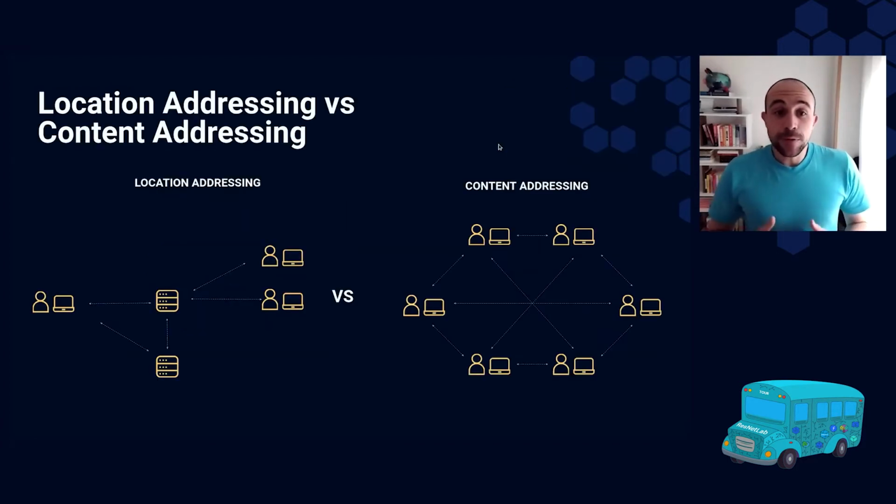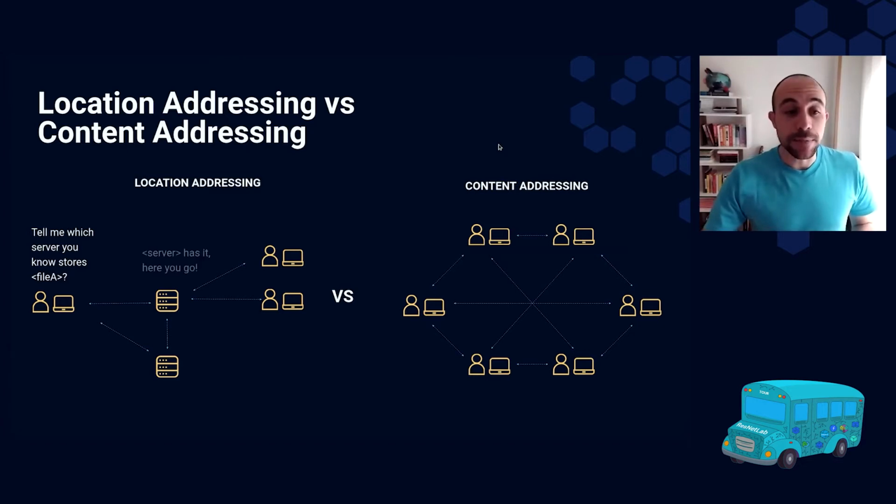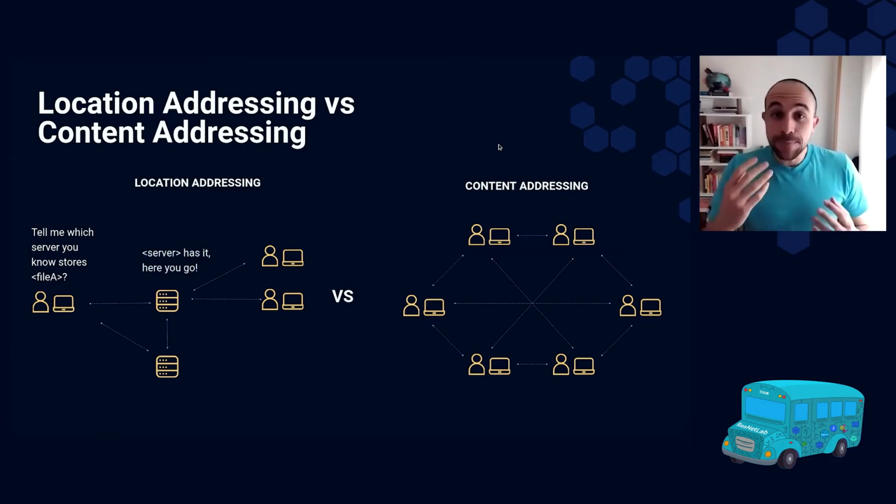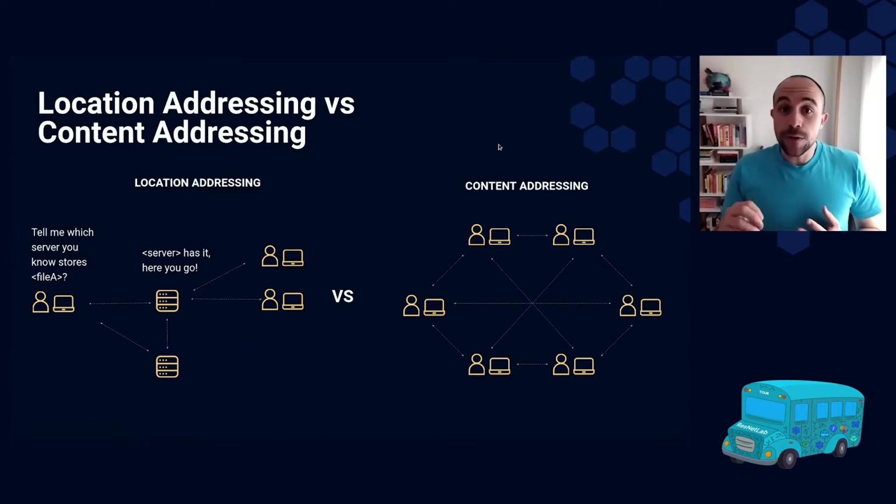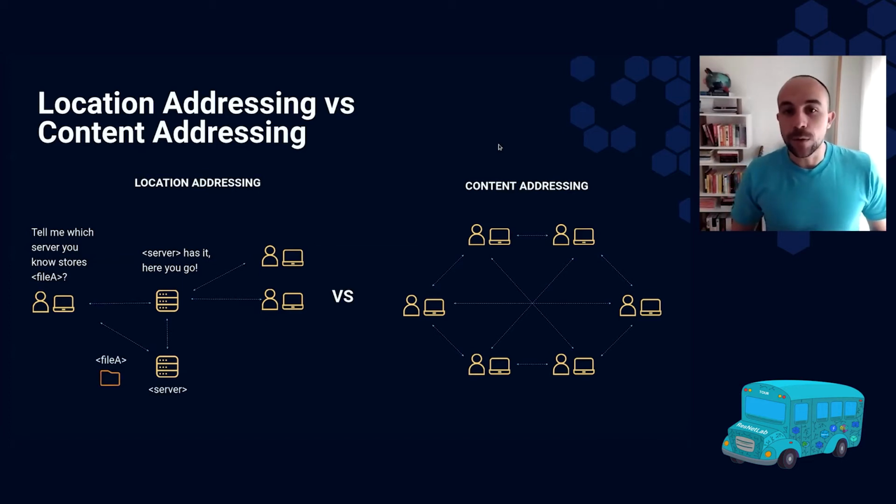So the main difference between location addressing and content addressing is in the way we search and fetch content from the network. In a location addressing based network, what we're going to do is try to find content through its specific location. So we usually send a request to a centrally governed system like the DNS system requesting the specific file, and we will get back the specific location where the file is stored so that we can go directly to this server and download the file.